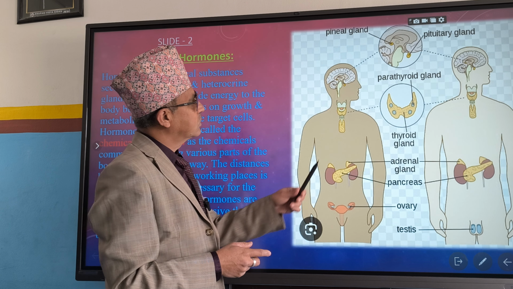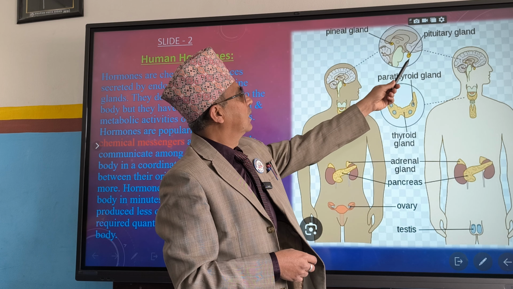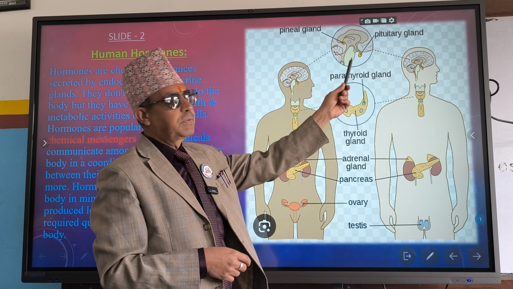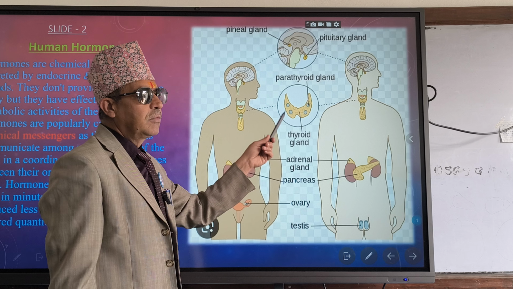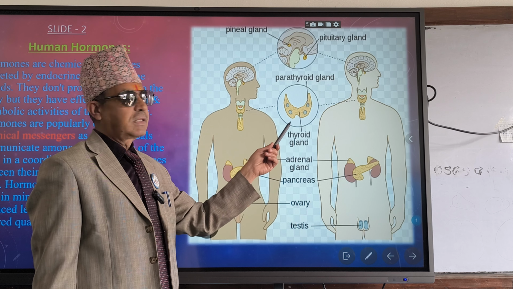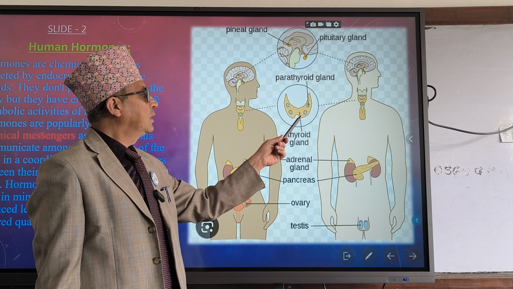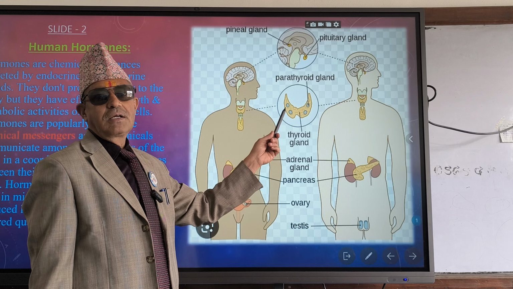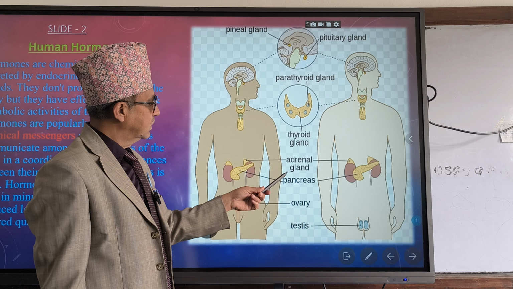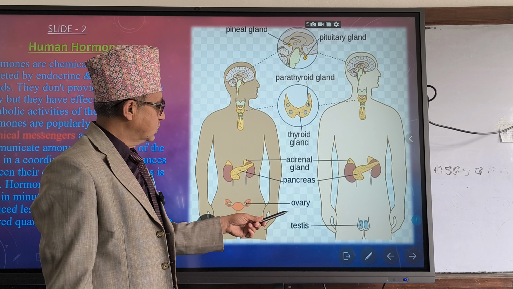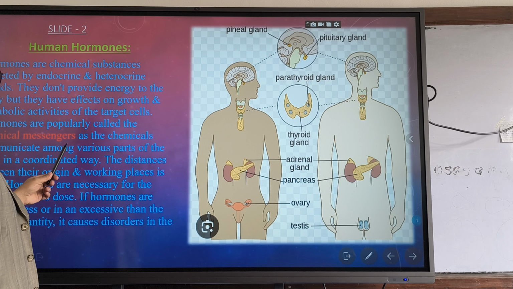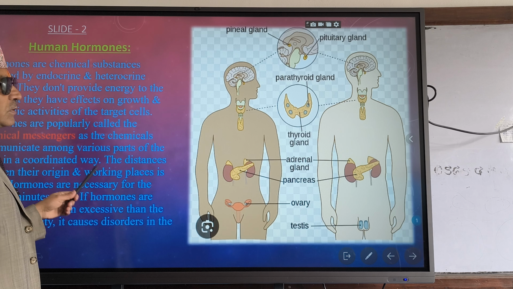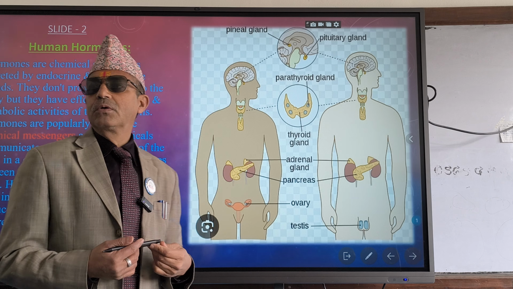We have studied about pituitary gland. The pineal gland we haven't studied, right? Pituitary gland. Next one is thyroid gland. But in thyroid gland there is parathyroid gland. Two big thyroid glands are there. Small parathyroid glands. Adrenal gland, pancreas, ovaries, testes. These are the things.